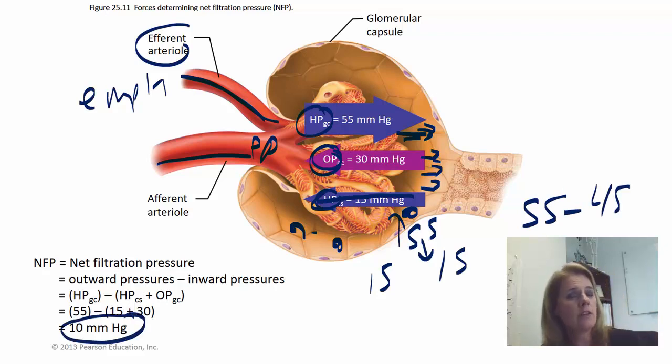So it's just enough outward pressure to push the filtrate into the glomerulus, but not so much that you don't have blood leaving the efferent arteriole.